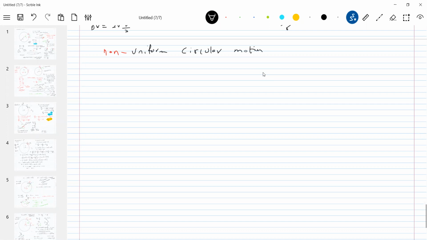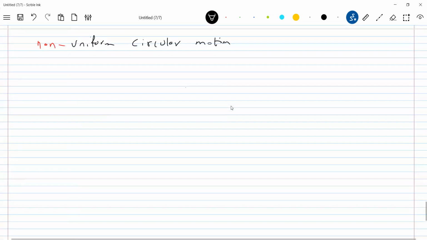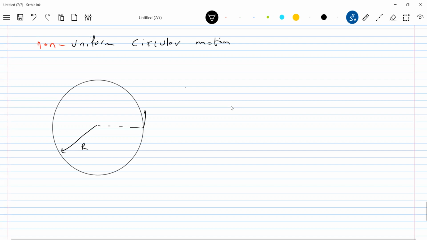So in non-uniform circular motion, earlier we discussed uniform circular motion. Now let me introduce this one. In non-uniform circular motion, what will happen to the speed of the particle? It constantly varies. R is constant, but the speed of the particle varies. Then v of t, I'll write it. Velocity you can see is varying, speed is varying.